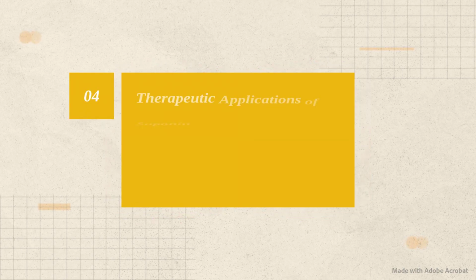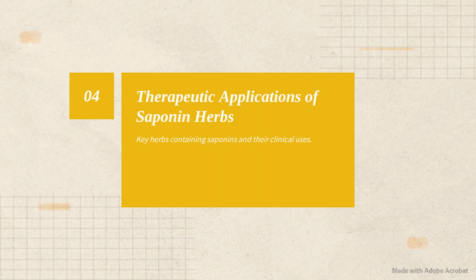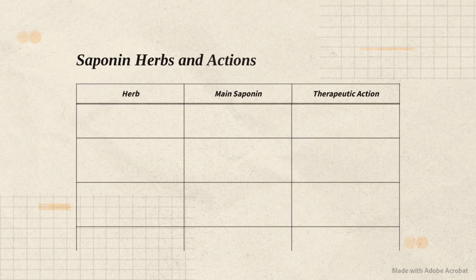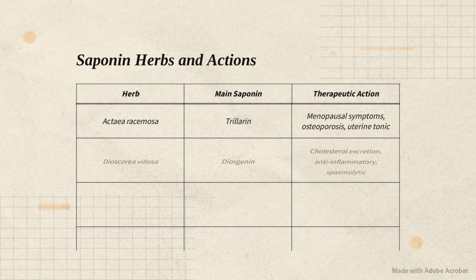Now that we know how saponins work, let's look at the herbs that contain them and their therapeutic applications. Notice how these herbs align with specific therapeutic actions, from hormonal support to anti-inflammatory effects. Actaea racemosa contains triterpene glycosides and is used for menopausal symptoms, osteoporosis, and as a uterine tonic. Dioscorea villosa contains dioscin, which helps with cholesterol excretion, anti-inflammatory effects, and acts as a spasmolytic.